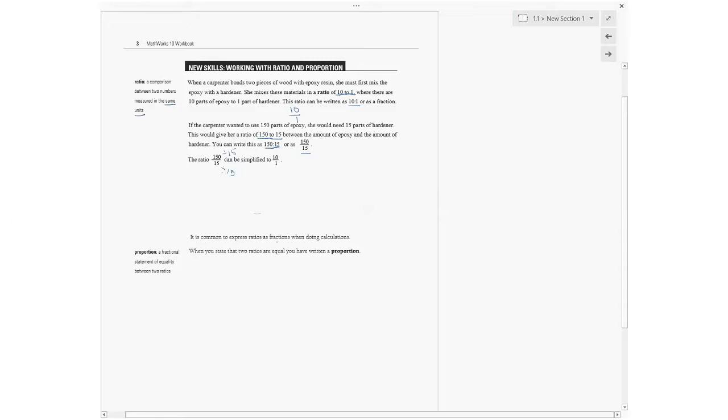When we're doing calculations, we usually express our ratios as fractions. So like this, and when you state two ratios are equal, you've written a proportion. So 150 parts of epoxy to 15 parts of hardener is the same as saying 10 parts epoxy to 1 part of hardener. So this is a proportion. We have got two ratios that are equal. So let's look at our next example.